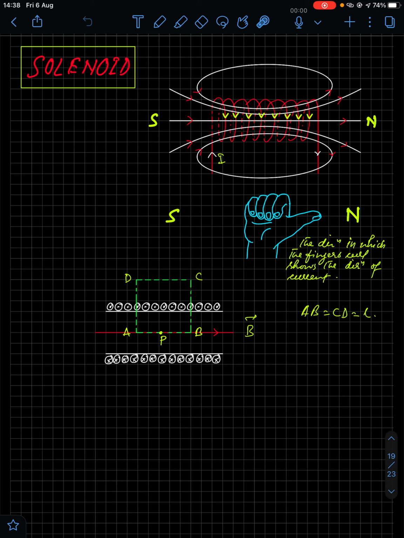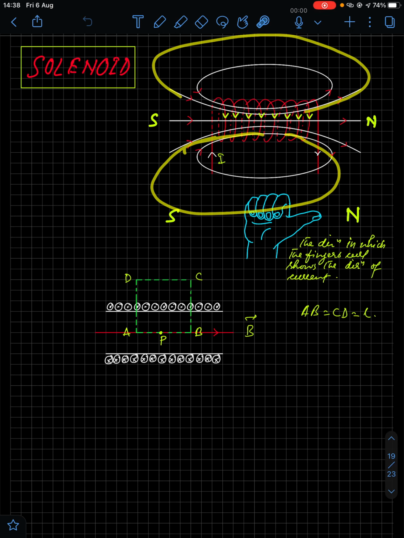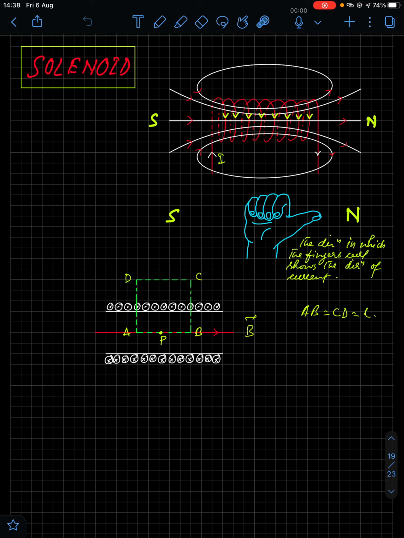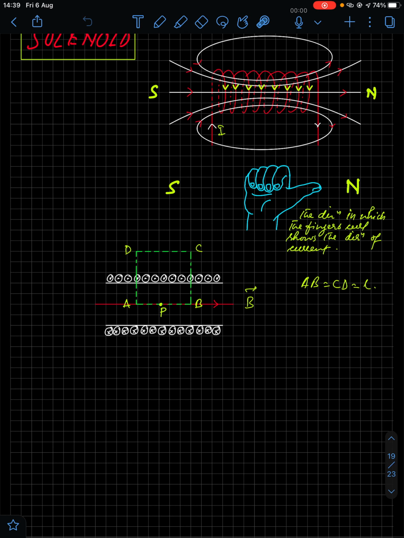So we know that inside a bar magnet, or even inside a solenoid, the magnetic field lines go from south to north. This is to be remembered, and outside it goes from north to south. Outside the solenoid or bar magnet, the magnetic field lines go from north to south. If you align your fingers along the direction of the current, then the direction in which the thumb points will show you the north pole, and the other will be the south pole. Therefore, I hope it is pretty obvious from here that this is the north pole of this solenoid, which is behaving as a magnet. This is the south pole.